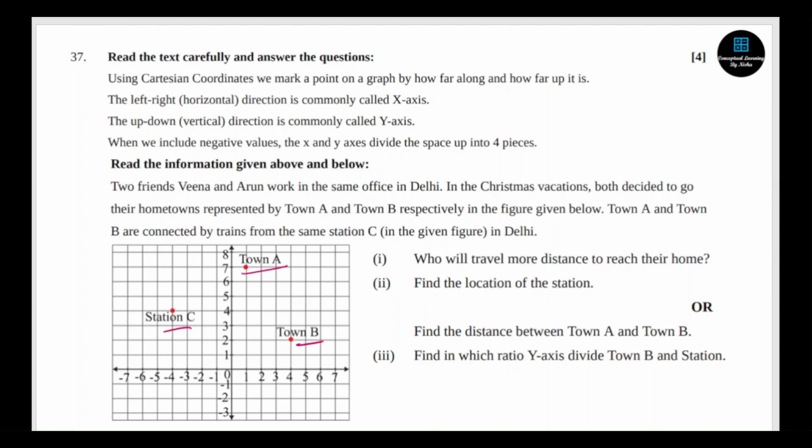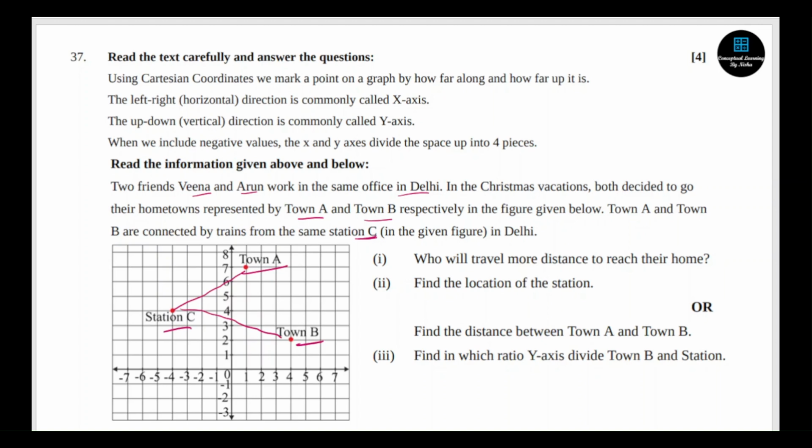Two friends, Veena and Arun, work in the same office in Delhi. In the Christmas vacation, both decided to go to their hometowns represented by town A and town B respectively. Town A and town B are connected by trains from the same station C. So they both are over here and they have to go from here and here like this. So town A to town C and town B to C. You can easily find this using the distance formula, correct?